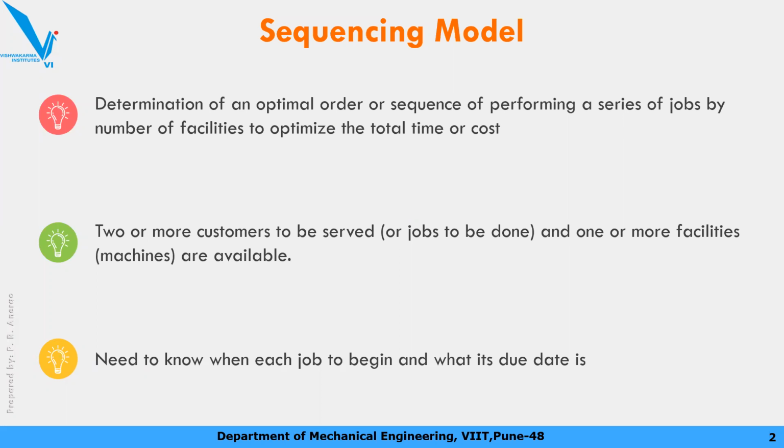The sequencing model you generally find on the shop floor or in the production line, where there are two or more jobs to be performed on one or more facilities. You have many jobs, and you have machines. The set of sequence of operations is known to you: job A or job 1 has to go through the turning machine, threading machine, then milling machine, then assembly line, and so on. And there is one more job which directly needs to go to the milling machine and the assembly shop.